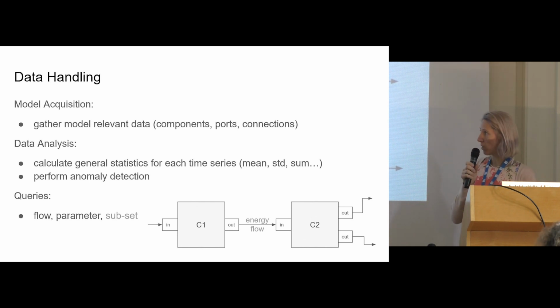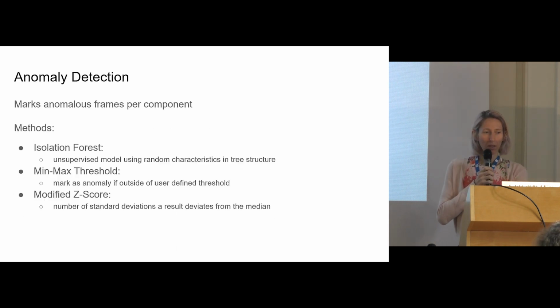Once we have this model, we can then analyze the time series. Each component has a time series associated to it from the simulation. We calculate different types of statistics, like the mean or standard deviation. And then we perform anomaly detection on this time series. Finally, we put all this data into a structure which can be easily queried, for example, to select different flows or select different parameters.